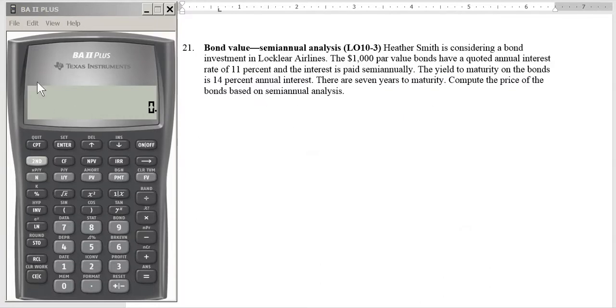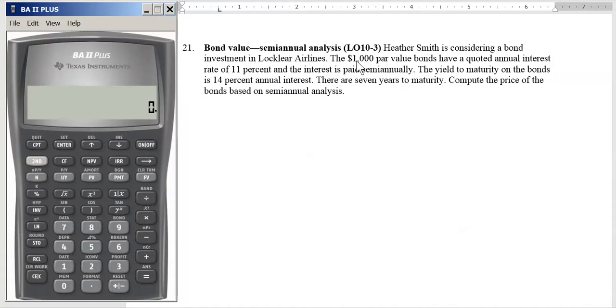All right, let's do it on the BAII Plus, and the first thing we always do is clear out all of our time value memories. And we're going to use the time value memories here just to make a point that the price of any financial security is the present value of its expected future cash flows. And with a bond, we pretty much know what those cash flows are going to be. So we'll clear it out. Second, clear.